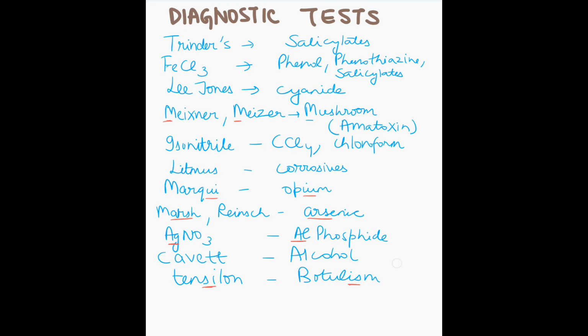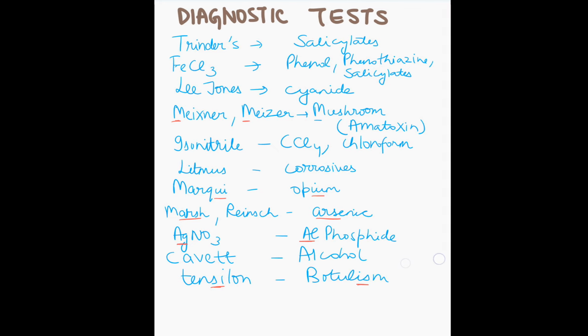Then silver nitrate for aluminium phosphide, Marsh test, Reinsch test for arsenic, Marquis test for opium, Mixner Miser for mushroom. Then which are left? Litmus test for corrosives is simple. Isonitrile is for CCl4, similar means atoms are linked with the carbon, chlorides are linked. So CCl4 and chloroform. Then Lee-Zones test is for cyanide, and ferric chloride and Trinder's test are for salicylates, phenol and phenothiazines. So those are the diagnostic tests.